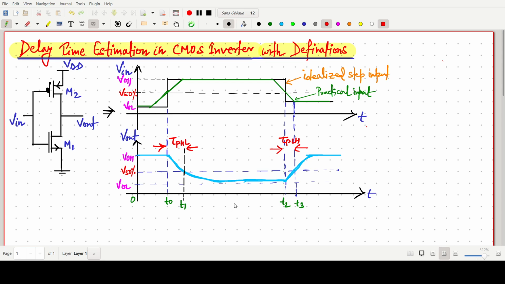Clear. So this is the definition. First the input is low and the output is high, at VOH. Then it starts decreasing and goes down to VOL, and then again when the input becomes low, it starts increasing and cuts at 50%. So this time is our tau PLH, the low to high propagation delay.